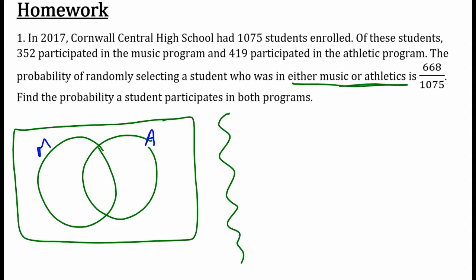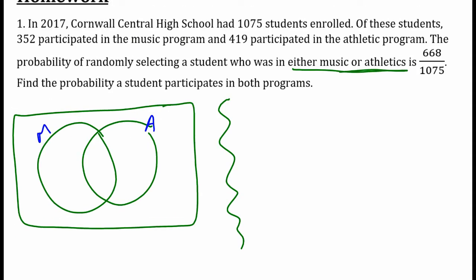So music has, that circle needs to have 352, that entire circle. That entire circle needs to have 419. And that OR probability, remember an OR probability is both of the circles and the overlap. So the two crescents and the overlap. That represents that OR probability.